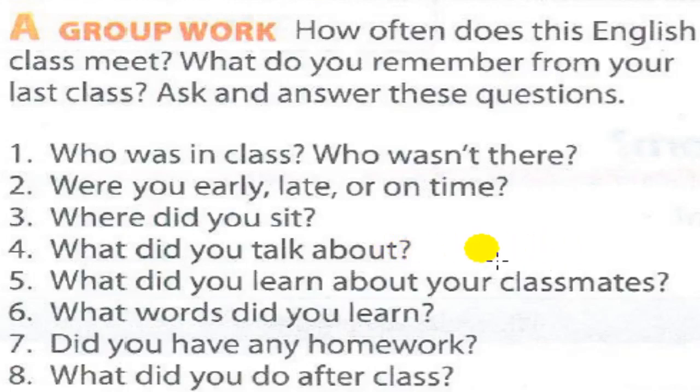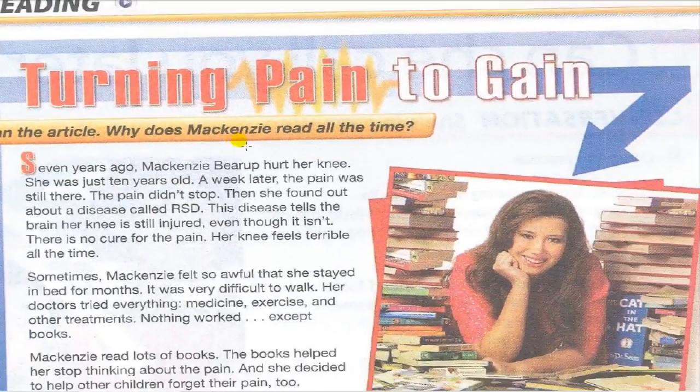We talked about fruit, vegetables. I learned different things about my classmates. My classmates came to learn English for work. What words did you learn? I learned different words about fruit, vegetables, work, and jobs. Did you have any homework? Yes, I did. What did you do after class? After the class, I went home.